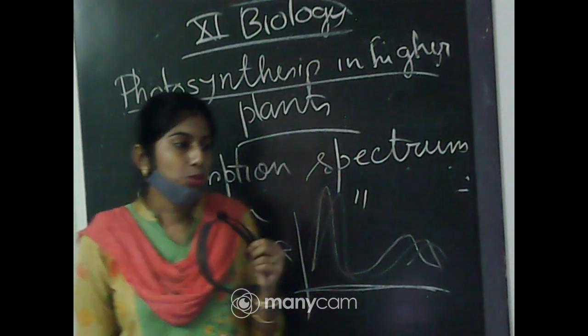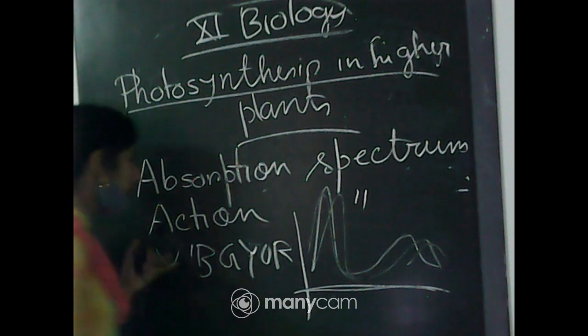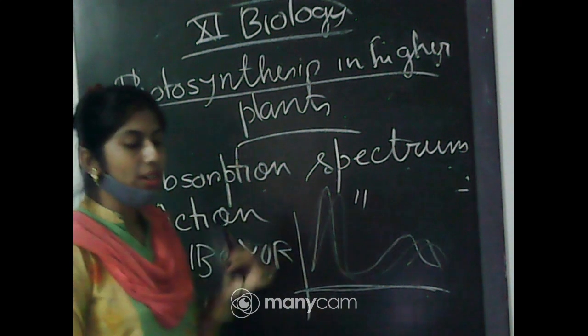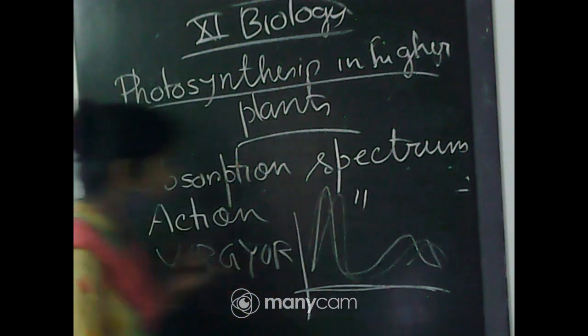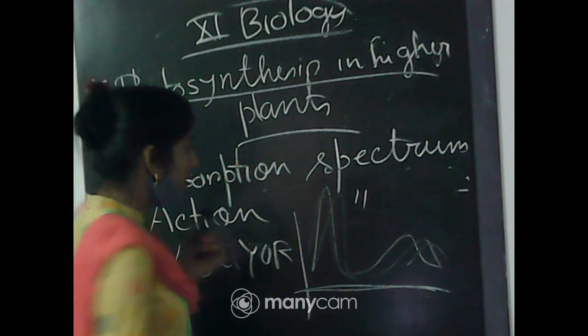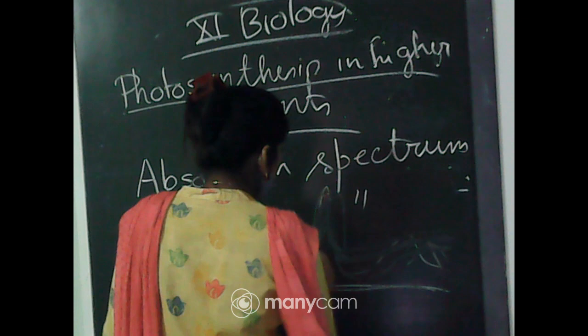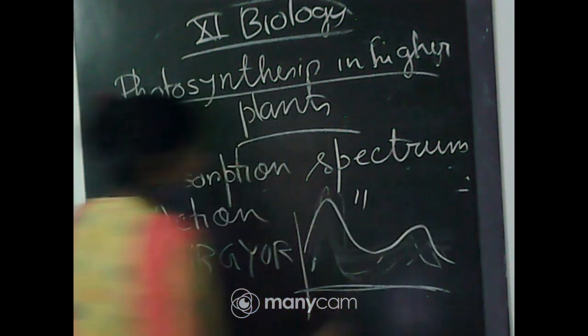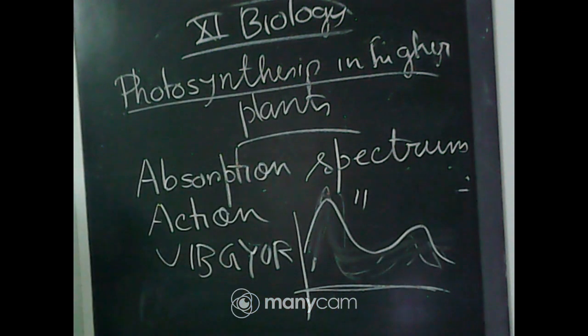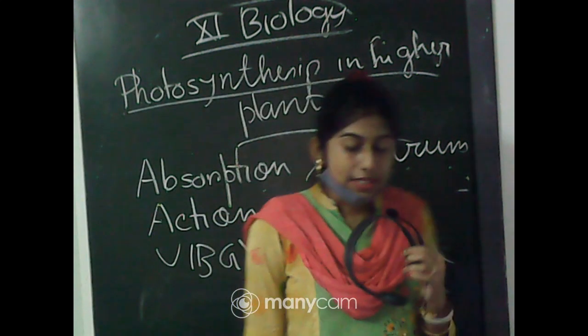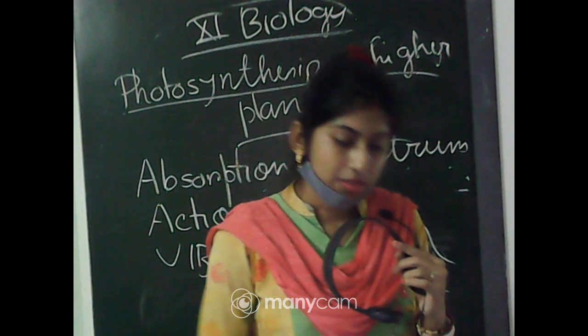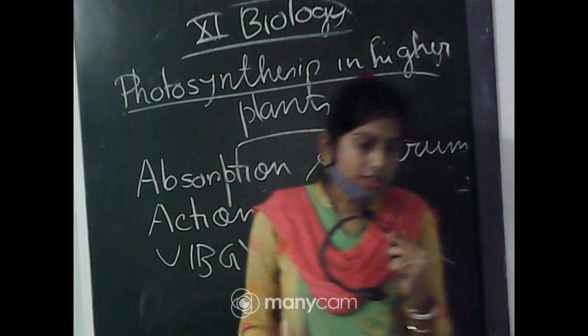There we will get to know about the action spectrum. It is the same, a graph plotted against the rate of photosynthesis or the amount of photosynthesis. So in that particular graph you can see that another two peaks can be found in two particular regions, right? So this graph explains the action spectrum.